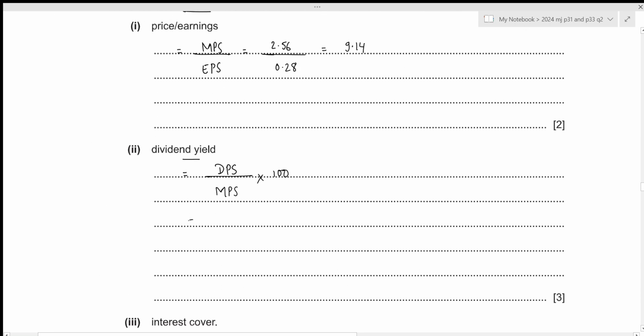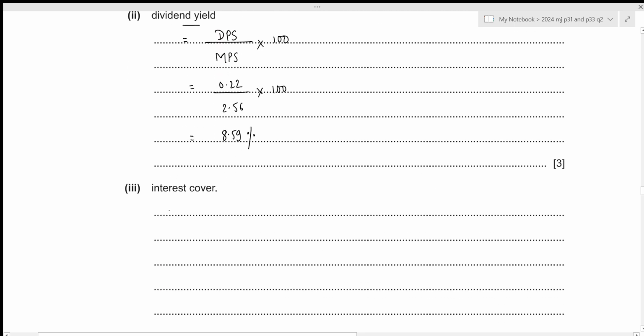So we have calculated the dividend per share of 0.22, and we have been given the market price per share to be 2.56 times 100. This will result in our dividend yield to have the value of 8.59%. That is all for the second one. Let's move towards the next one.